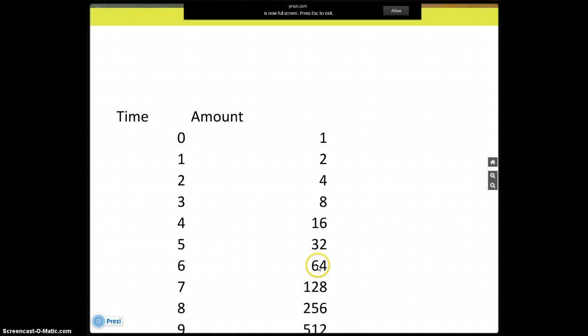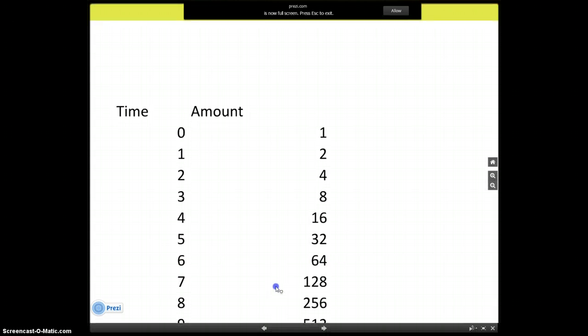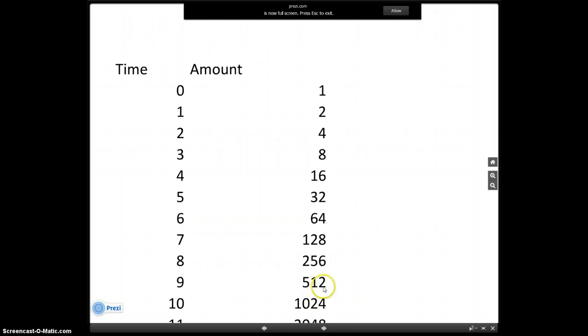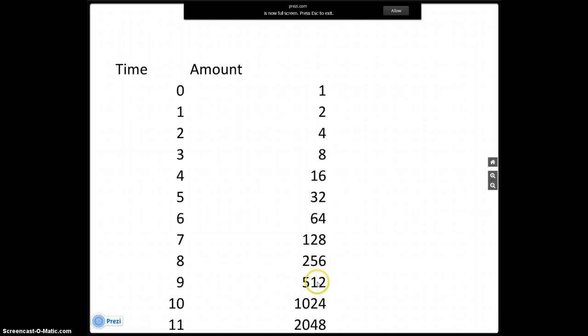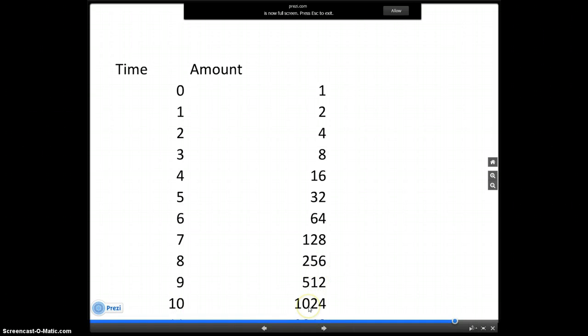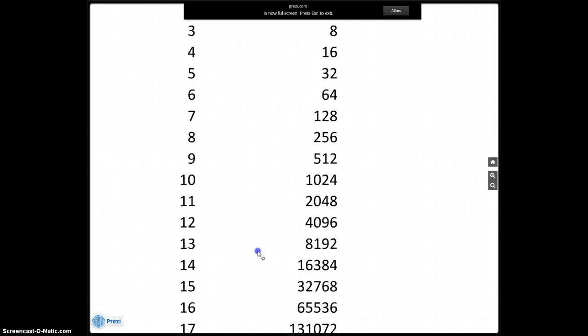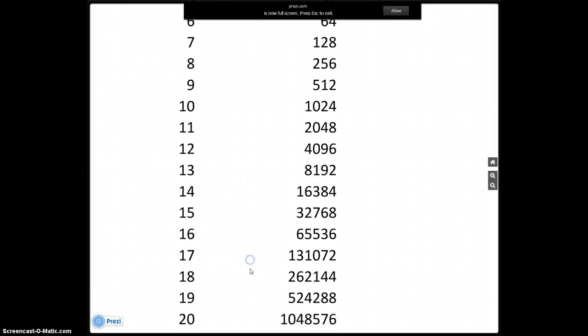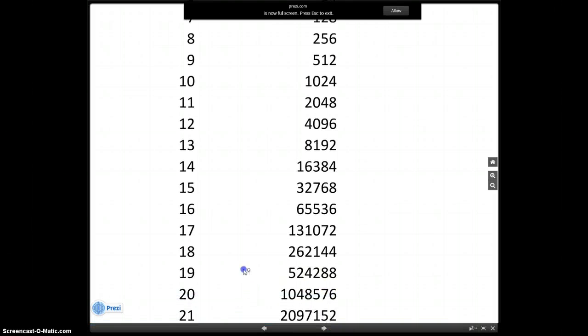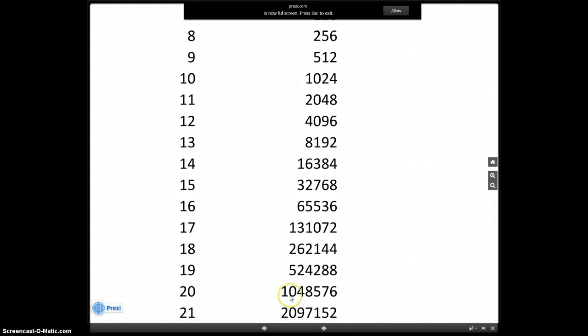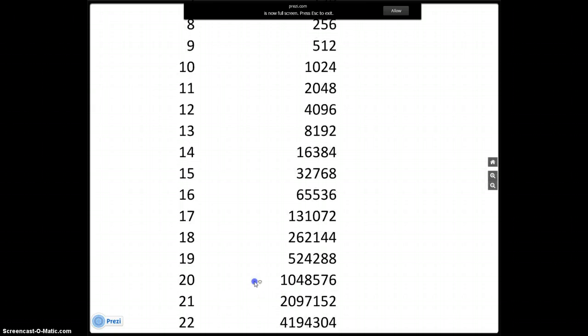Now you can see at the very beginning we're dropping very little amounts. I mean 6 minutes later we're dropping 64 milliliters. At about 9 minutes we get to 500, half a liter, 10 minutes a liter. So we're 10 minutes in and we're already at 1 liter. Well, watch what happens to these numbers very carefully. We go 10 more minutes and now we are dropping 1,000,000 milliliters.